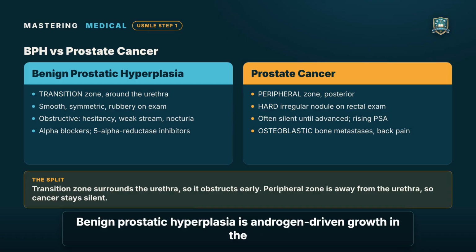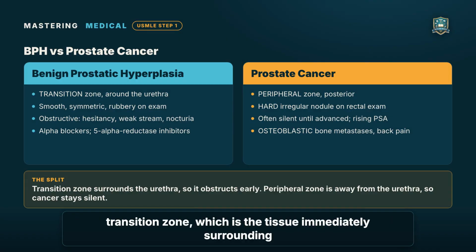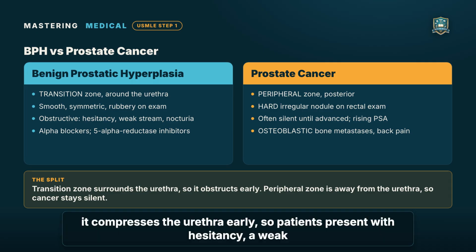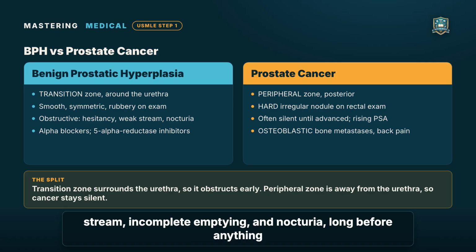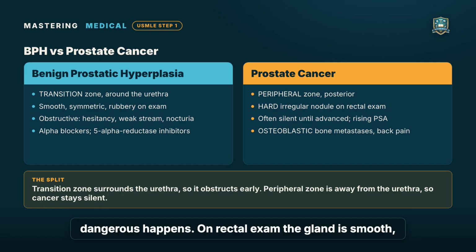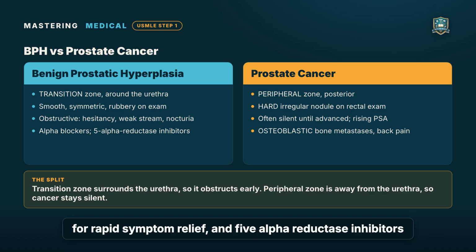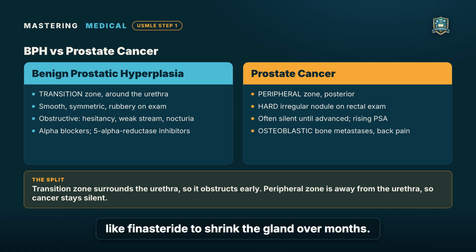Benign prostatic hyperplasia is androgen-driven growth in the transition zone, which is the tissue immediately surrounding the urethra. That location explains everything. It compresses the urethra early, so patients present with hesitancy, a weak stream, incomplete emptying, and nocturia long before anything dangerous happens. On rectal exam, the gland is smooth, symmetric, and rubbery.